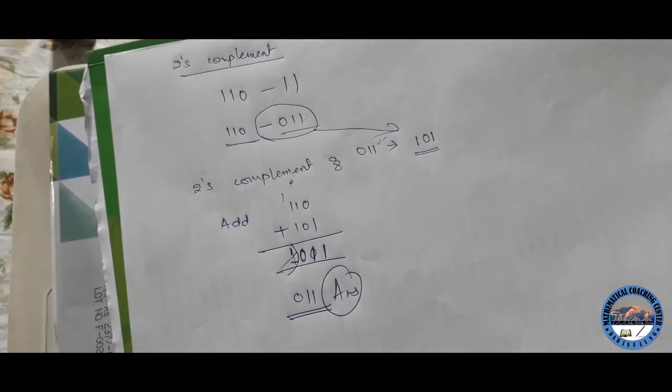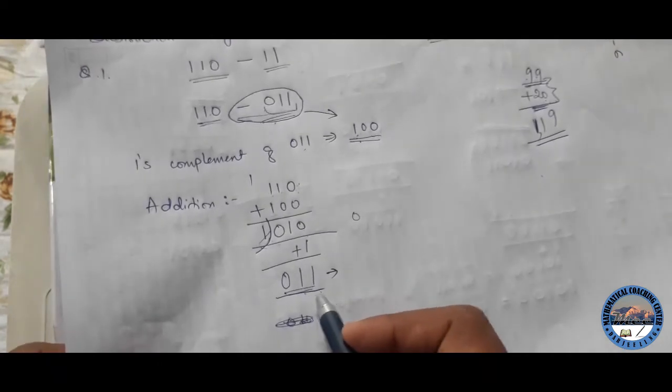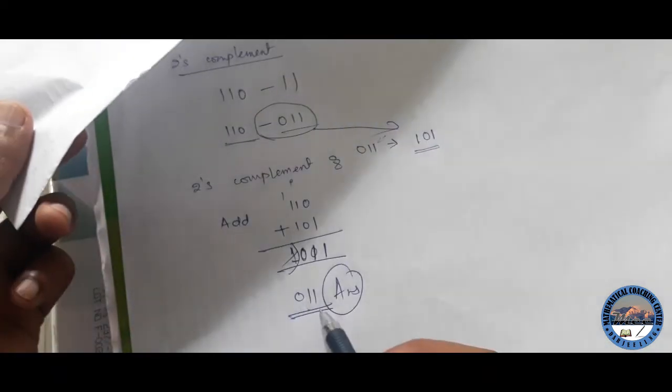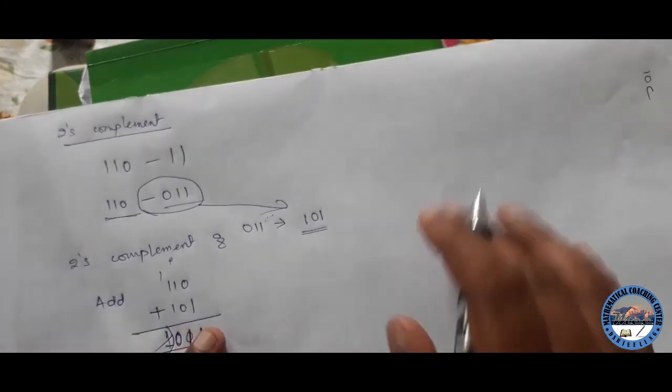As you can see, compare the result. This is 0, 1, 1 is the final answer. Here also 0, 1, 1 is the final answer. So answers are same whether we follow 1's complement or 2's complement. But 2's complement is better than 1's complement. Why? I tell you.